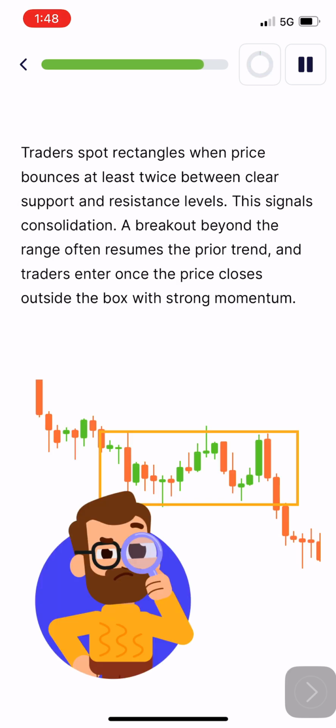Traders spot rectangles when price bounces at least twice between clear support and resistance levels. This signals consolidation. A breakout beyond the range often resumes the prior trend, and traders enter once the price closes outside the box with strong momentum.